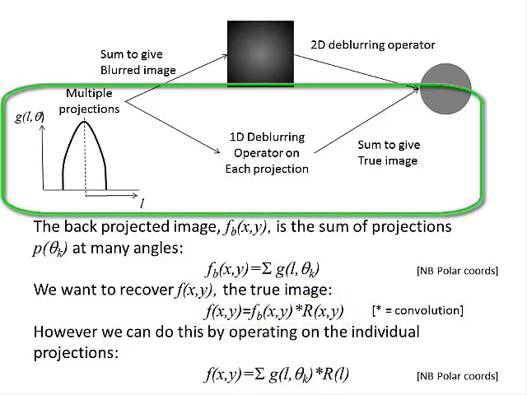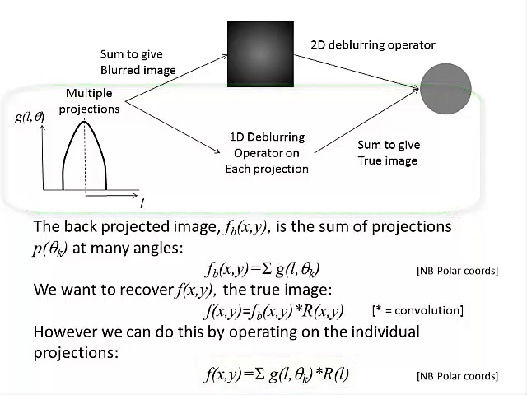It can be shown that instead of operating on the blurred image as a whole, each projection can be deblurred individually and then back projected to form the unblurred image, and this is the approach to use. One rather nasty thing about CT is that the projections are taken radially and so are naturally expressed in polar coordinates, while we want to reconstruct the image in Cartesian coordinates.